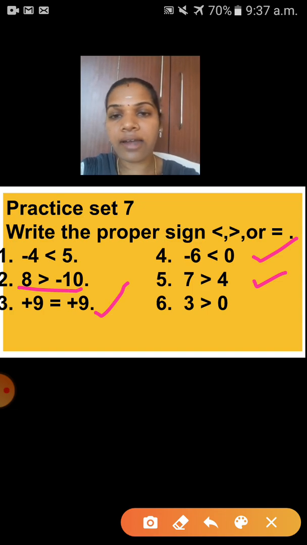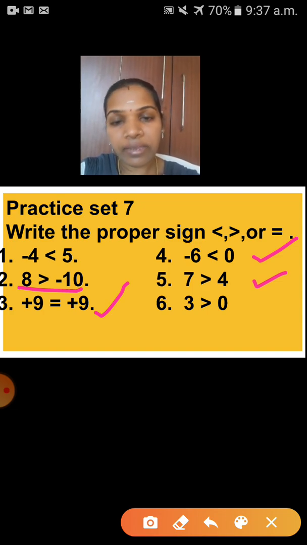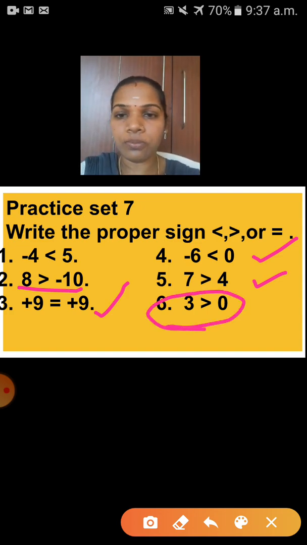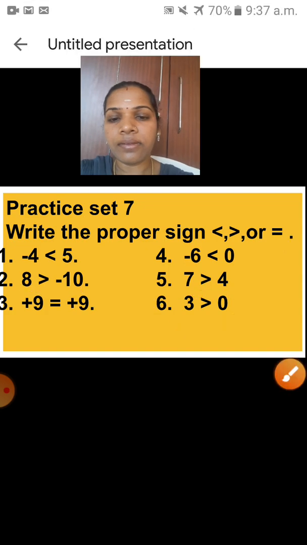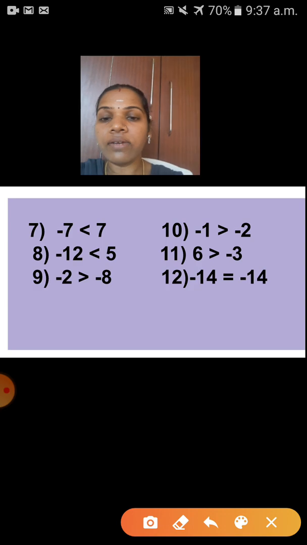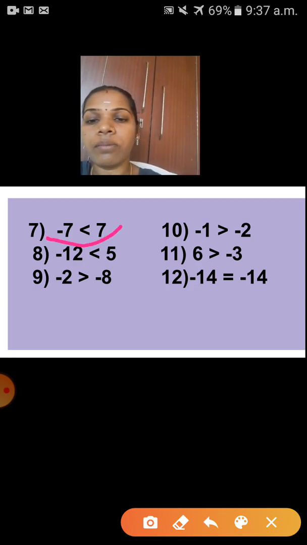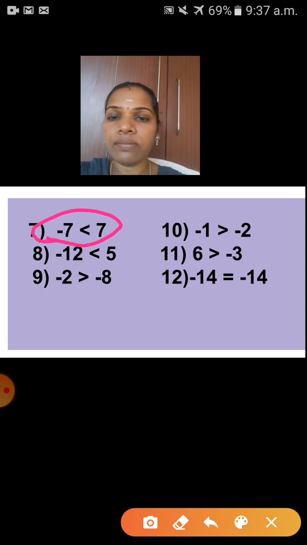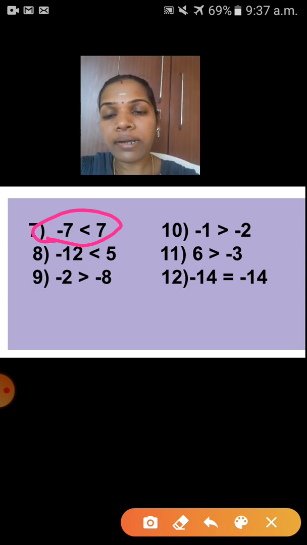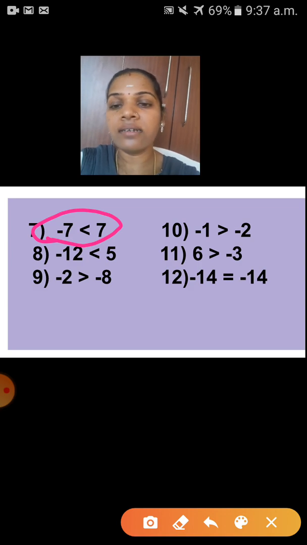Next one is 3 and 0. Here which sign will come? Yes, 3 is greater than 0. Next, seventh one is -7 and 7. Positive 7 and -7. So what is your answer? Yes, all positive integers are greater than negative integers, isn't it? So here -7 is less than 7. Did you get it? Can I go to the next?